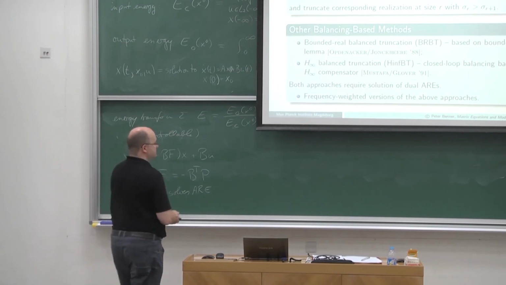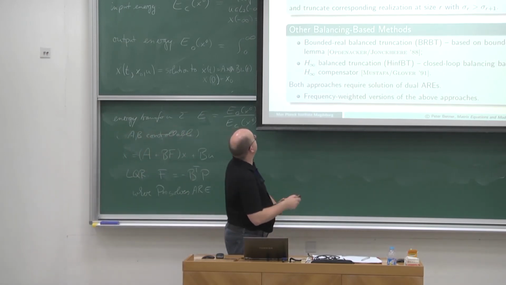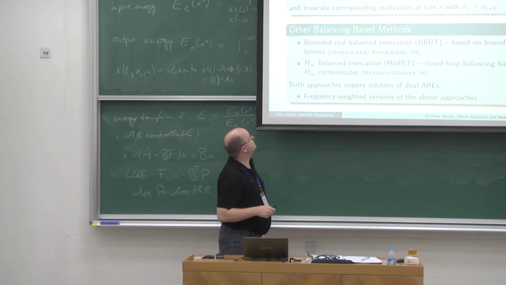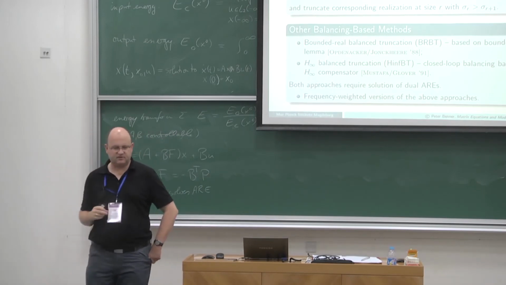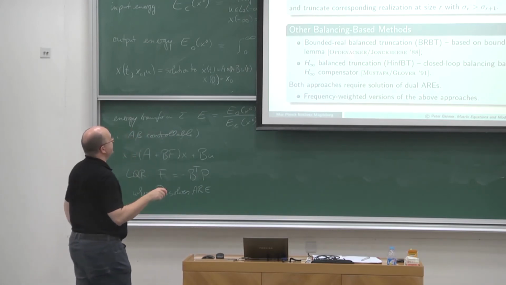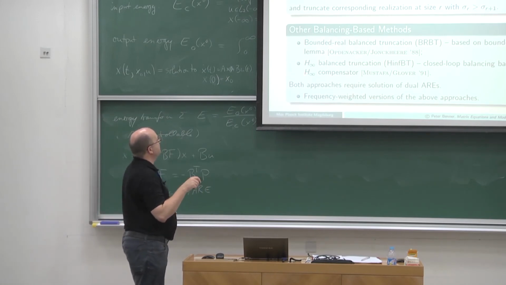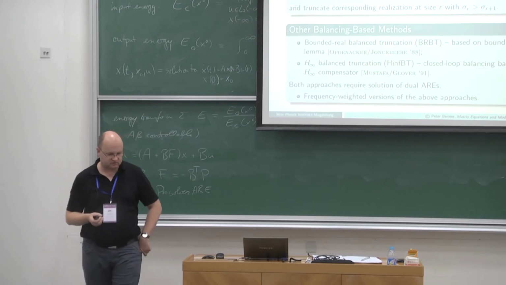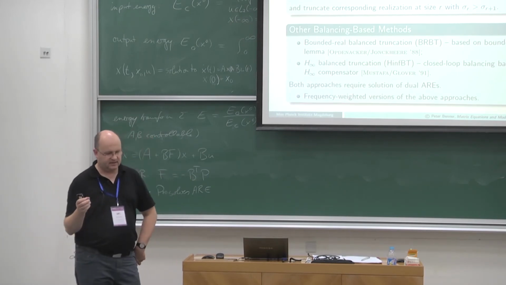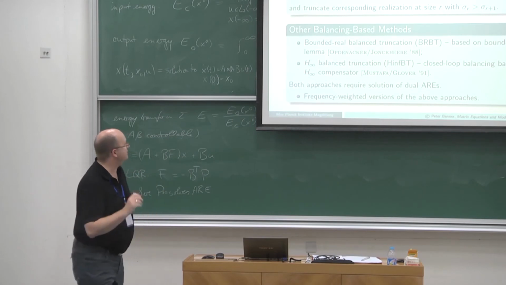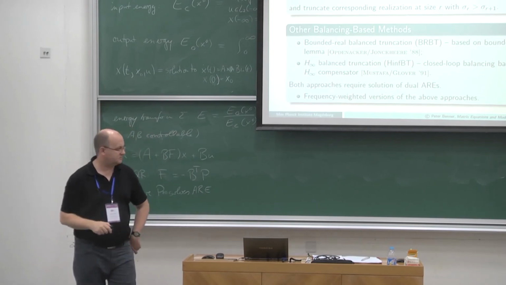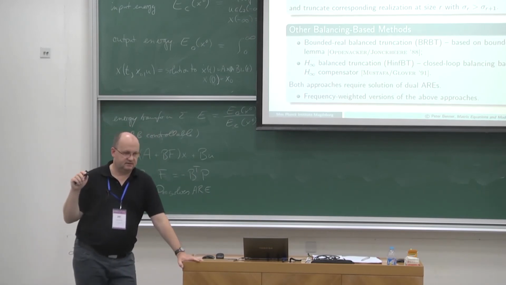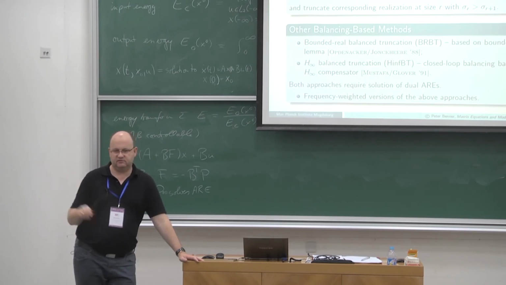And there is a zoo of methods. There are other ones, bounded real balanced truncation, that also uses two Riccati equations for P and Q. H infinity balanced truncation aims at robust control design, so the reduced order model can be used to design a robust controller. Again, two Riccati equations give you P and Q. So in all but classical balanced truncation, you will have to deal with Riccati equations if you want to apply these methods.